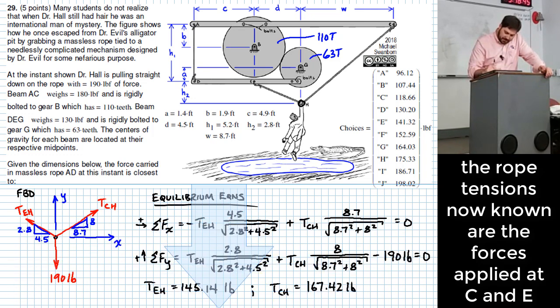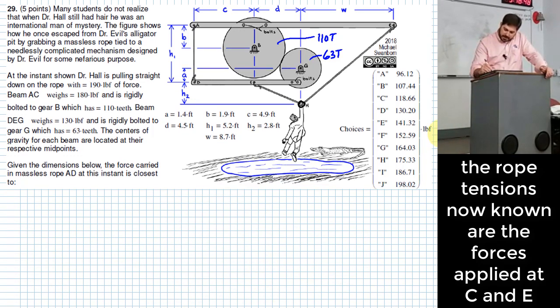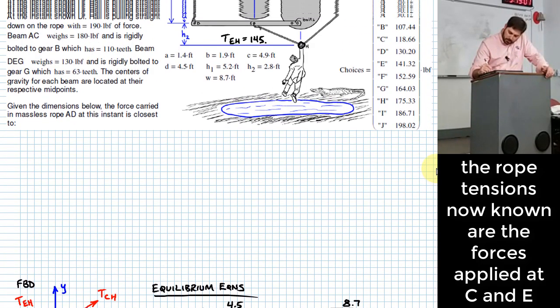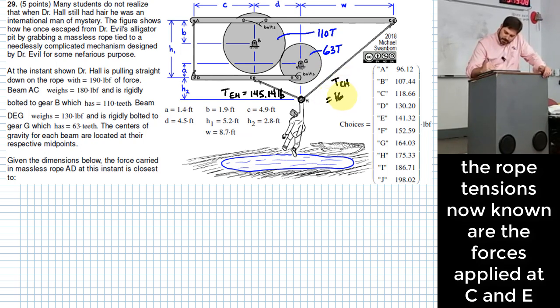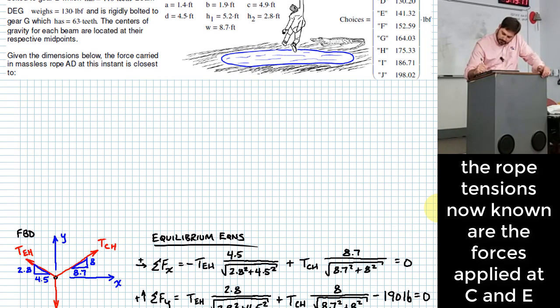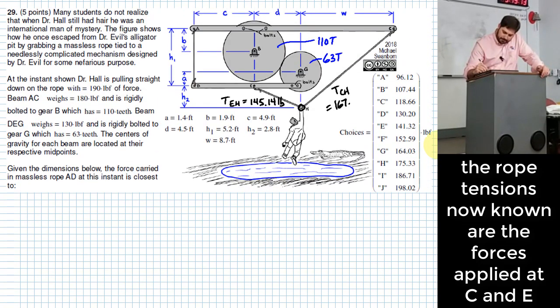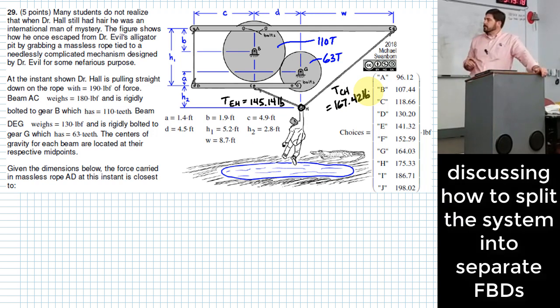So we'll slide all this down and keep in mind, actually you might help me out, this was 145, so TEH was 145 point what? 0.14 pounds, and TCH was equal to 167.42 pounds. All right, so far so good.